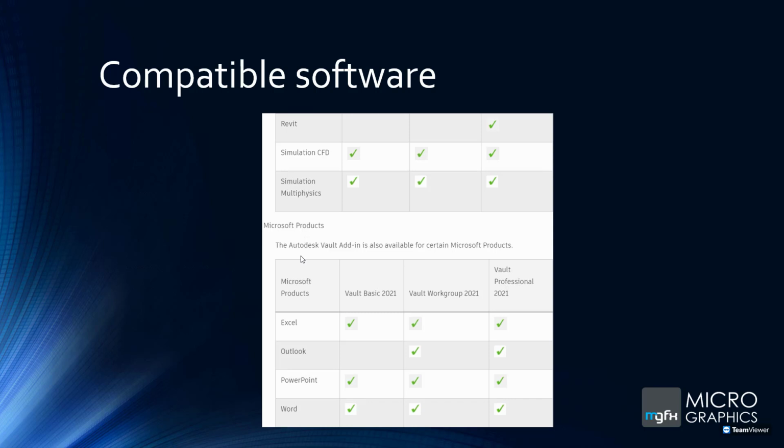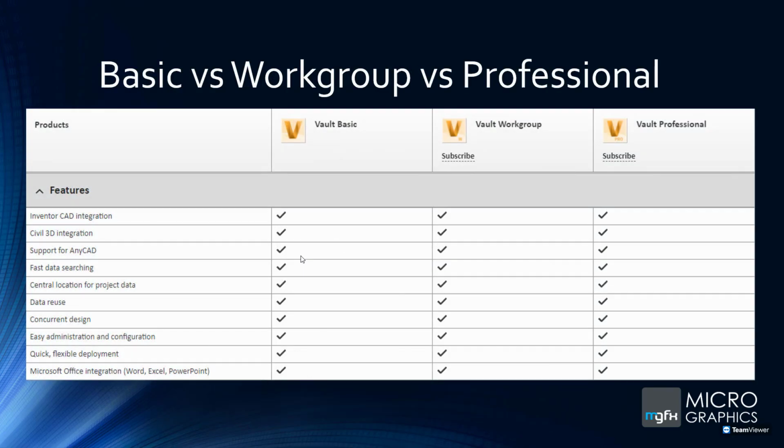Revit. So if you're an architect, you can use Vault as well, but only with the Professional. And then Simulation CFD and Simulation Multiphysics. And then at the bottom there, as I said, Outlook cannot be used in Vault Basic, but can be used in Vault Workgroup and Vault Professional. Okay, so let's just take a look at what you can do with the Basic versus the Workgroup versus the Professional.